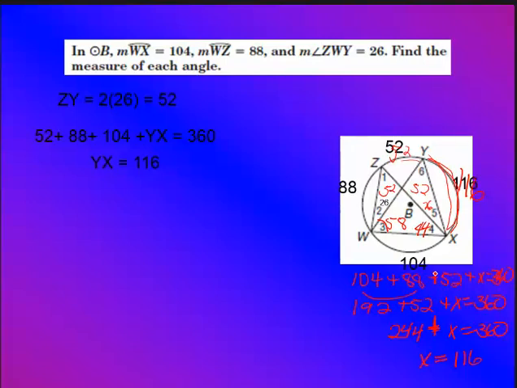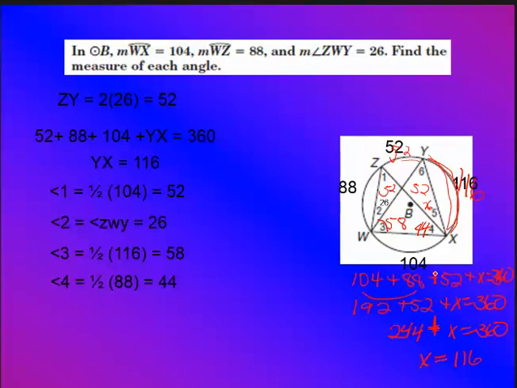Once I had all my arcs filled in, I can just divide them by 2 and get all of my angles. So angle 1 was 52. Yep, that's what we had. Angle 2 was given to us, 26. That's easy. Angle 3 was half of the 116. Yep, we got 58. 44 for angle 4, because half of 88. Angle 5 was half of the 52, which is 26. And angle 6 was half of the 104, which is 57. No, that's not right. That's 52.